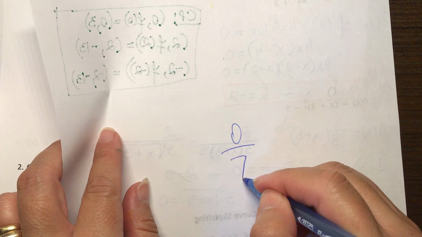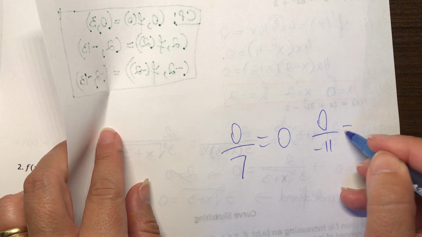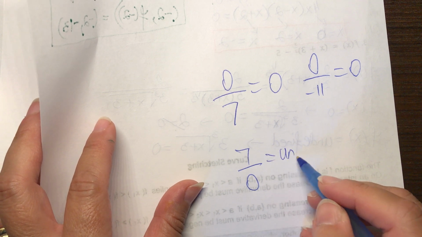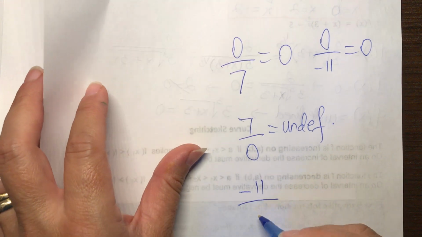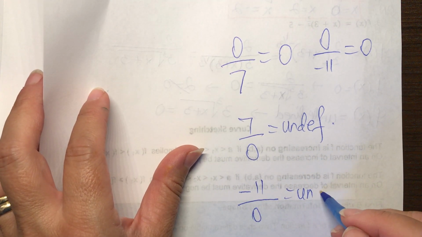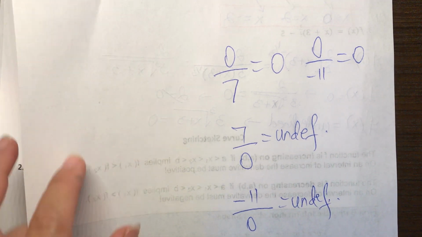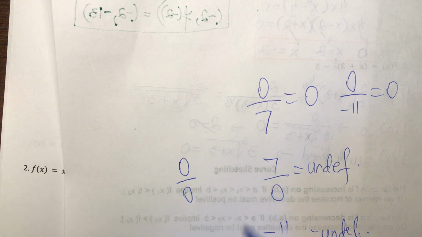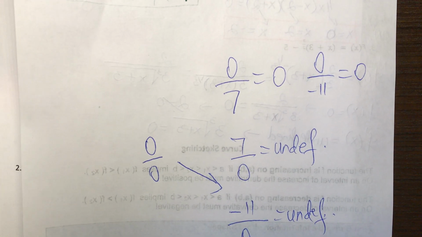Remember, what is 0 divided by 7? Well, that's 0. What's 0 divided by negative 11? That's 0. But what is 7 divided by 0? That's undefined. Right? What is negative 11 divided by 0? That's undefined. So you can't have zeros in the denominator of a fraction. And by the way, 0 over 0, where does it go? It goes to undefined. You can't divide by 0 no matter what.